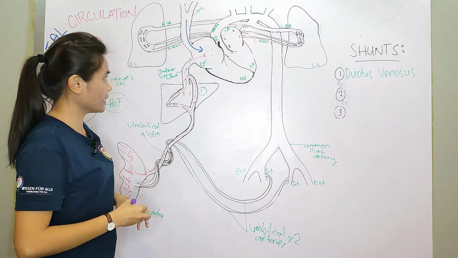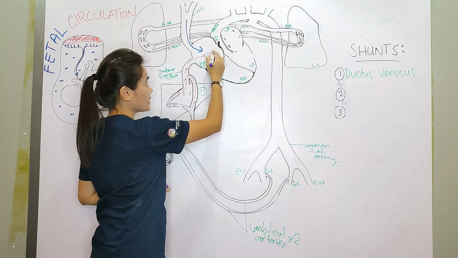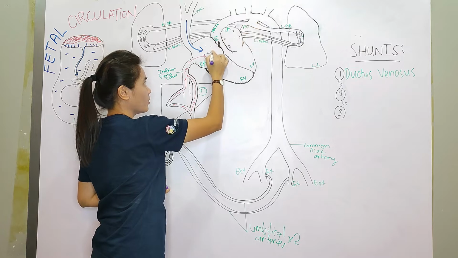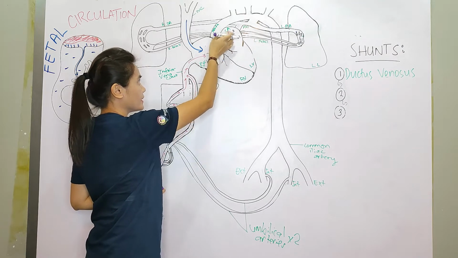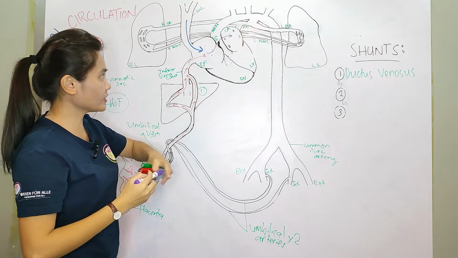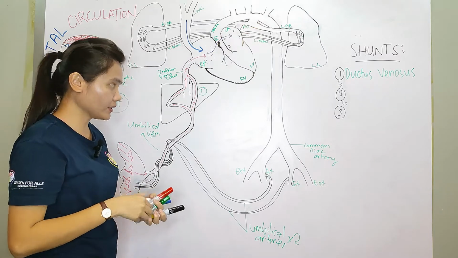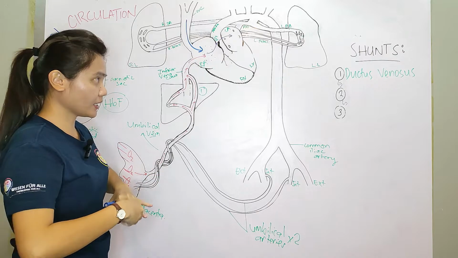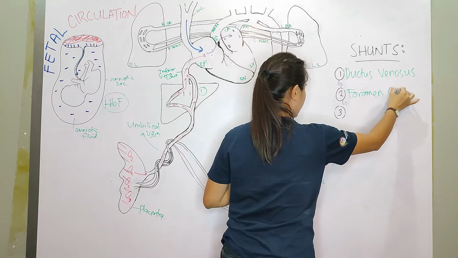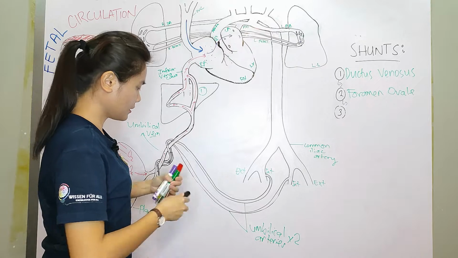So how is it done? So I use purple now. So blood from the right atrium, there is a hole there, a gap, right, between these two atrium, where blood from the right atrium drains directly into the left atrium with the help of this door. So what is this door? Okay, that door is the second shunt called foramen ovale. Alright, foramen ovale.